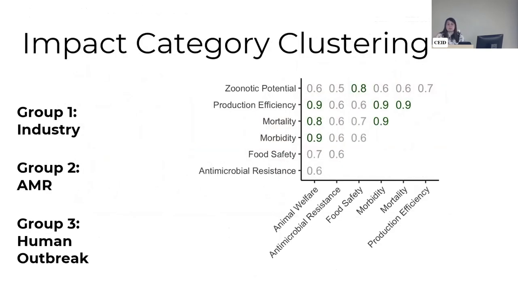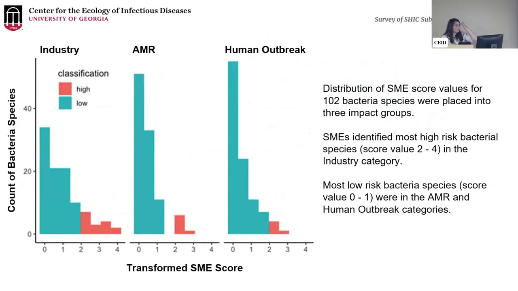And one thing we did is we compared answers among these different impact categories, and we found that many of the impacts were similarly responded to by experts. And so we simplified from those 7 impact factors to 3 impact categories. In total, our greatest variation among opinions is for these industry-related impacts, where the most unknowns or the less impact is in categories of antimicrobial resistance or human outbreak category.